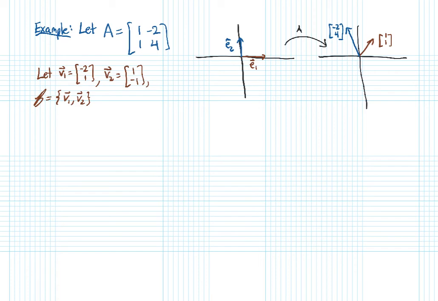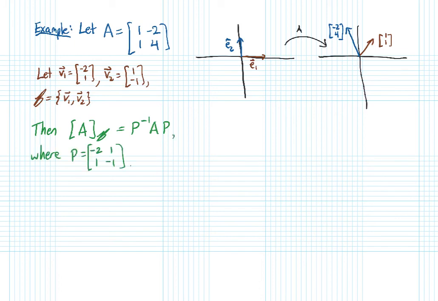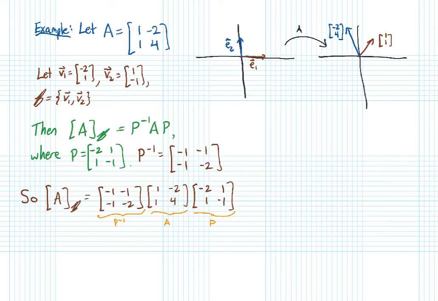So for the time being, just go with me and be like, well, what if we did change coordinates to this new basis? Then, as we saw in the previous slide, the new matrix for A in terms of this new basis would be P inverse times A times P, where P is the matrix whose columns are the vectors in the basis. Since P is a 2 by 2 matrix, we can quickly use the formula for 2 by 2 inverses to calculate P inverse. So I'll let you double check this calculation. So now we have enough information to calculate this coordinate matrix for A. We just have to multiply P inverse times A times P.